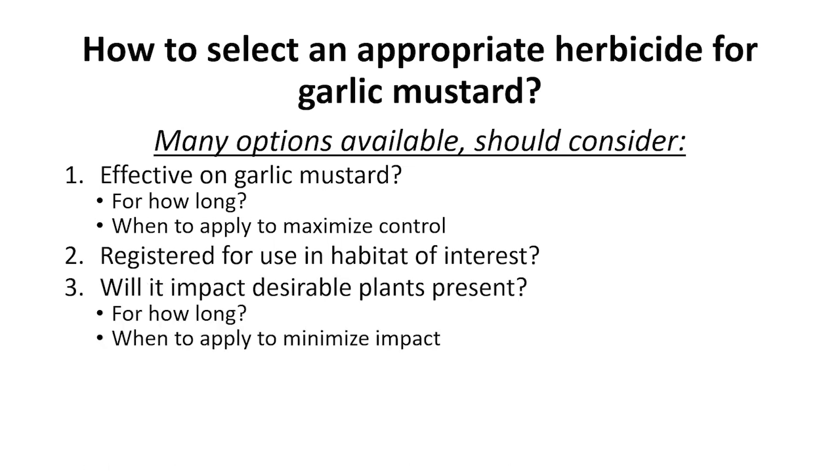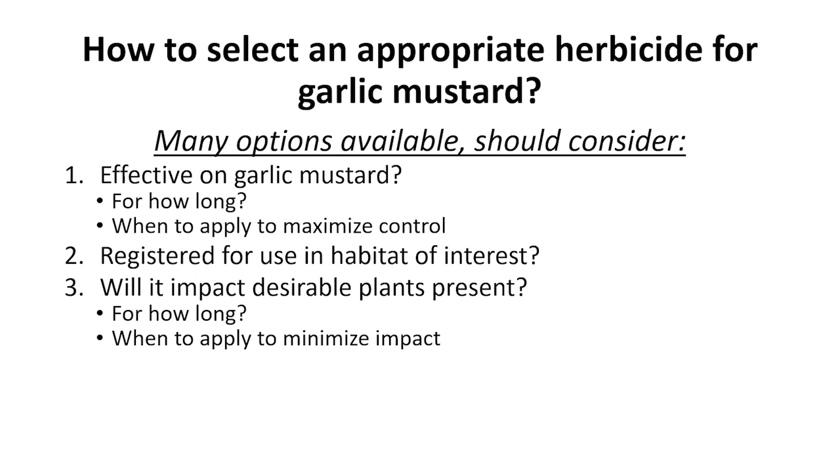Then thirdly, you need to think about, well, what are some of the desirable plants that I have present in this system? And is my application method going to impact those desirable plants? And if so, for how long? If I apply a residual product, is there potential to impact later emerging species, and for how long? And is there something I can do to minimize that impact? Can I apply it at a time frame or reduce the rate to minimize some of that impact?